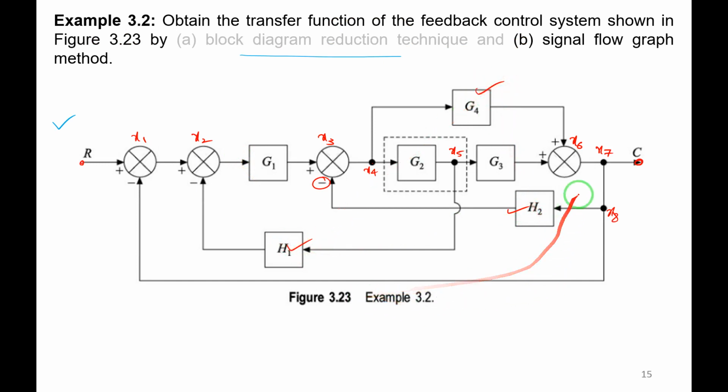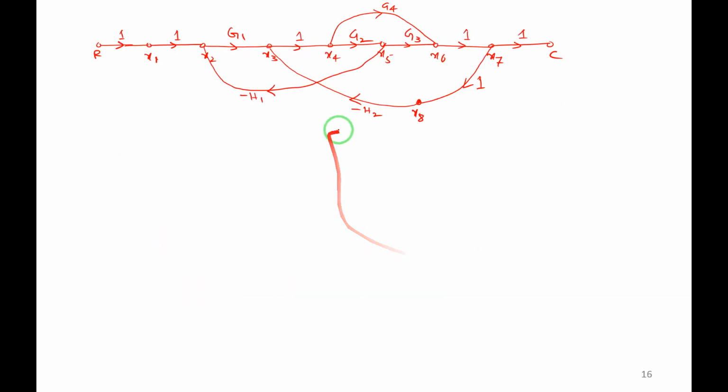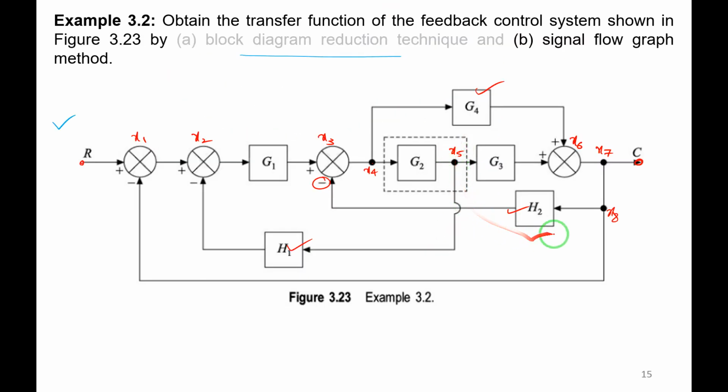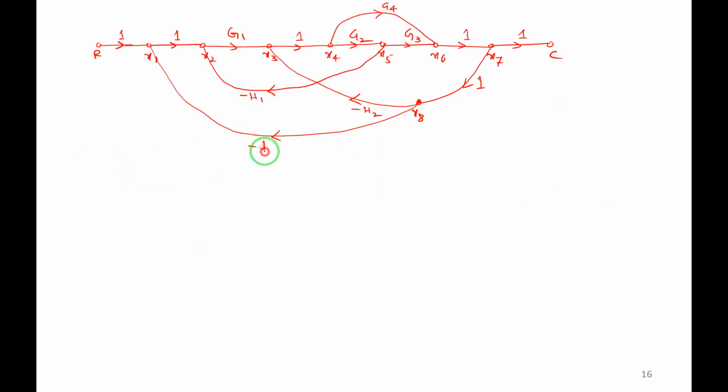Yes, one more unity feedback is there here. From X8 it is going to X1. X8 is here and it goes to X1 here. Is it fine? Observe here, X8 to X1. So what is the sign? Since it is negative feedback, minus 1. Yes, this is the complete signal flow graph for the given block diagram. We have converted the block diagram to a signal flow graph.